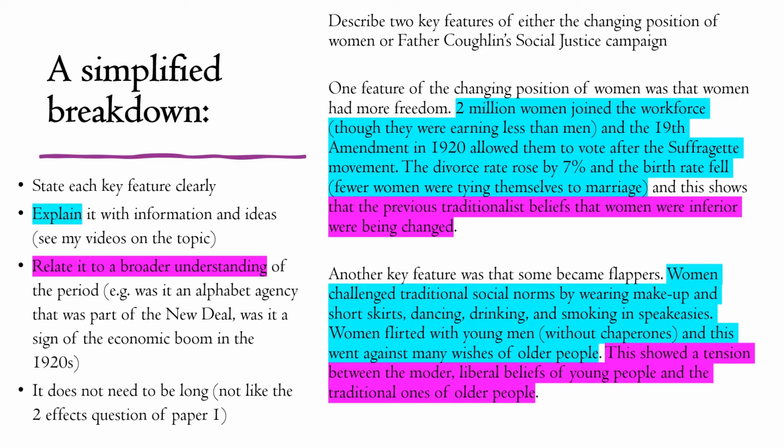Another key feature was that some became flappers. Simple. Women challenged traditional social norms by wearing makeup and short skirts, dancing, drinking and smoking in speakeasies. Women flirted with young men without chaperones, and this went against the wishes of many older people. This showed a tension between the modern liberal beliefs of young people and the traditional ones of older people. So there's your broad understanding of the period and this tension between the 2.